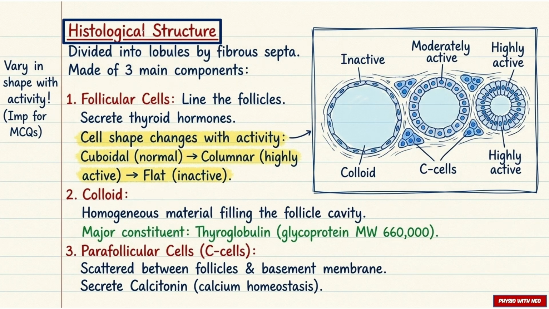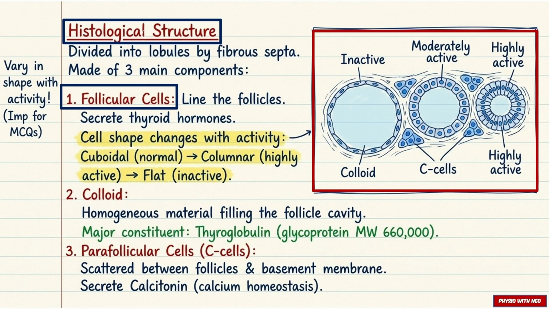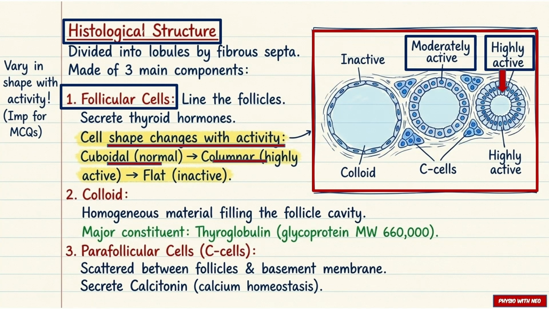Now let's see how this gland is built. Histologically, thyroid is made up of thousands of follicles. Now these show mainly three components. First is follicular cells. Each follicle is lined by these follicular cells, and the cell shape changes with the activity. For example, normally they are cuboid. When they are highly active, they become columnar, and when they are inactive, they become flat.